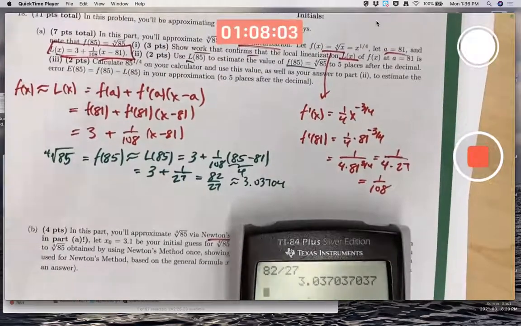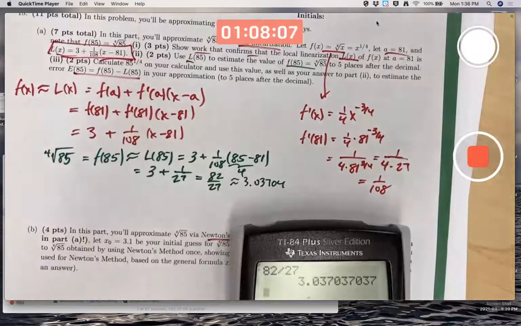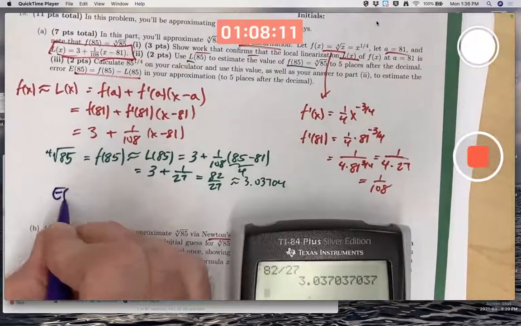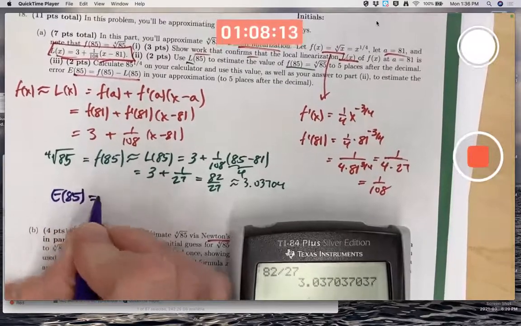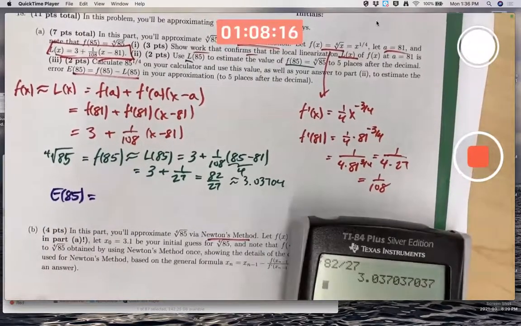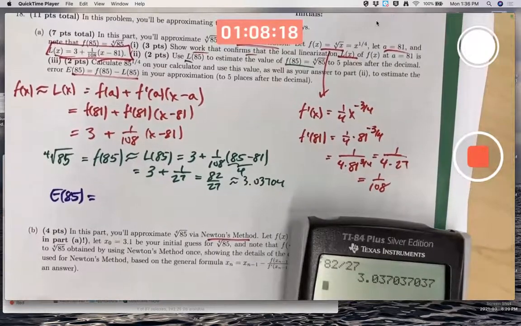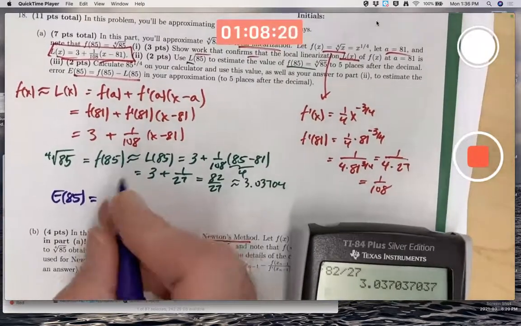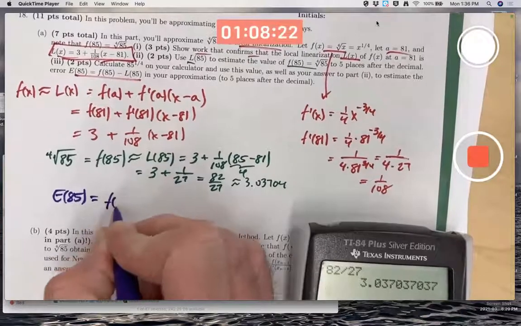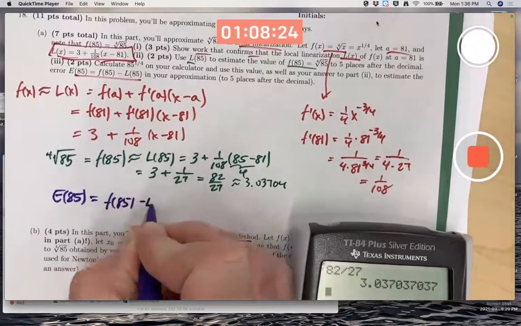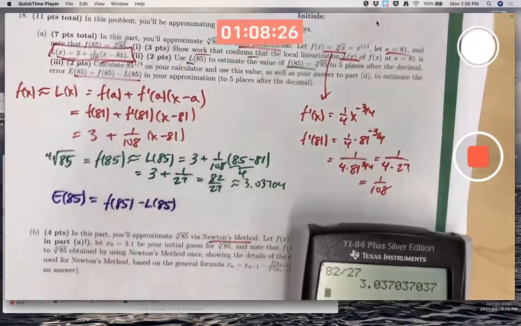The error in part 3 here is actual minus approximate. Remember that? Actual minus approximate, E of 85. The error at x equals 85, not ethanol 85. That's a little joke. Maybe a bad joke. It is actual minus approximate.